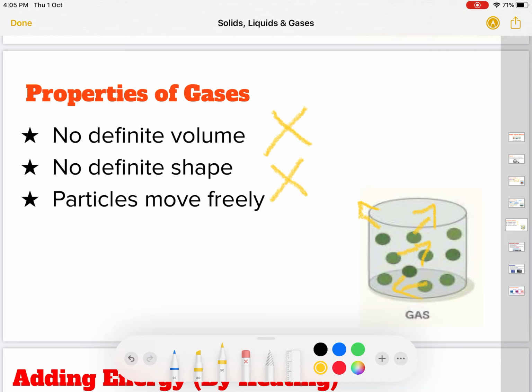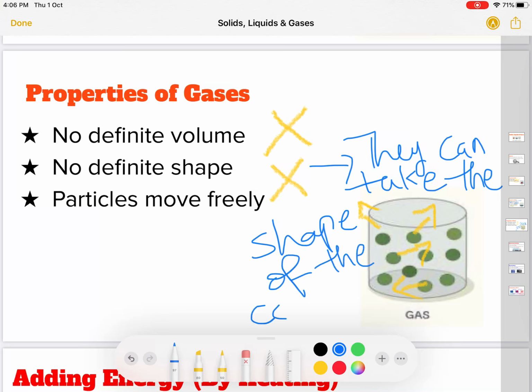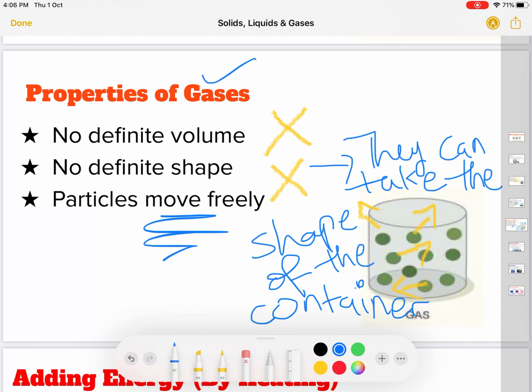But if, for example, I blow a balloon, they take the shape of the balloon. So just like liquids, gases take the shape of the container. And we can add this point here. They can take the shape of the container, whether it's a balloon or whatever it is. And the movement is always free in gases. Okay, guys? Okay.